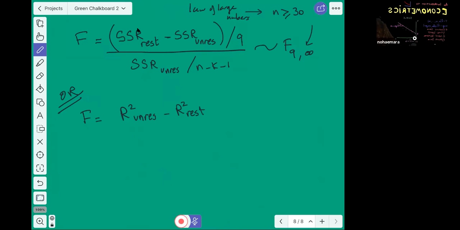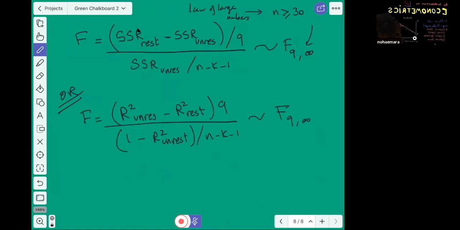Okay, and it's divided by Q again, over 1 minus R square unrestricted, over, again, same, N minus K minus 1. It's equivalent, right? So F(Q, infinity). Okay, if you don't have a large sample, then this part is going to be N minus K minus 1, which is the same here.